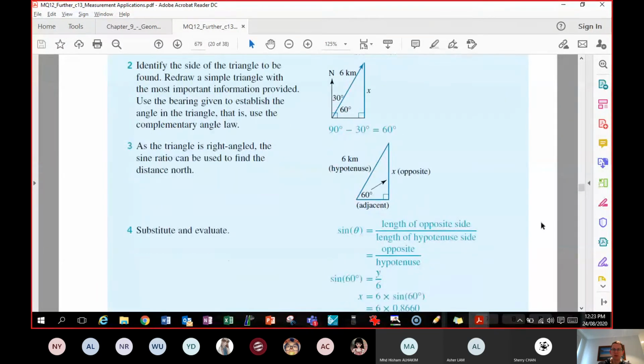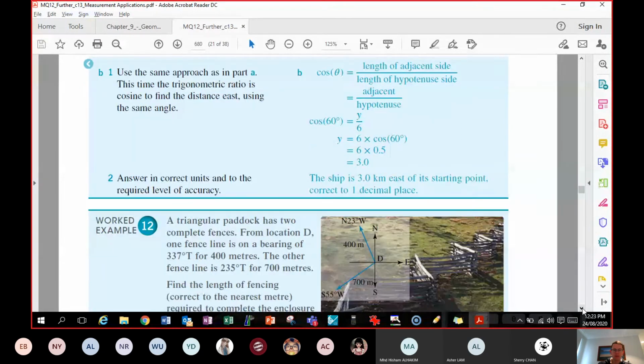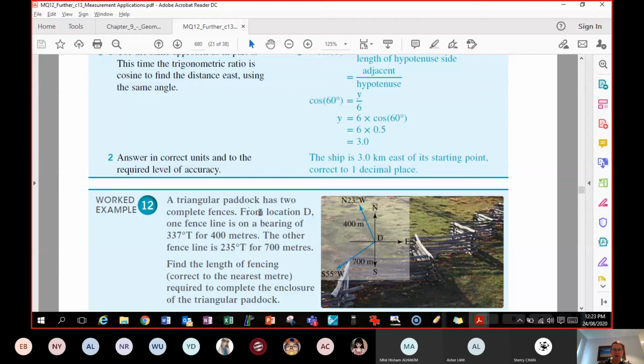I just wanted to use this one because you can watch the Ed Rollo videos to do that. So let's do this one. A triangular paddock has 2 complete fences. From location D, one fence line is on a bearing of 337 for 400 meters. The other fence line is that for 700.